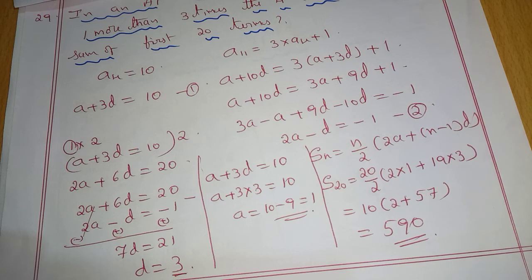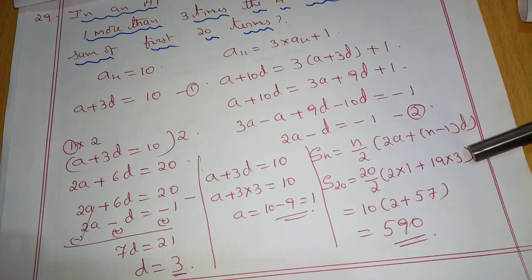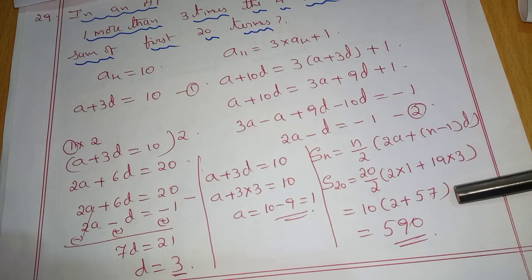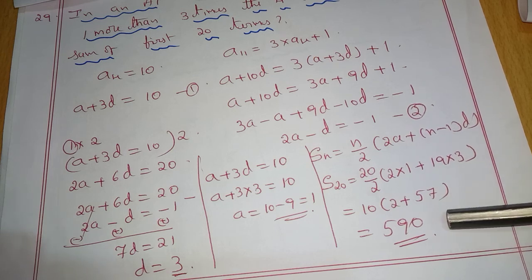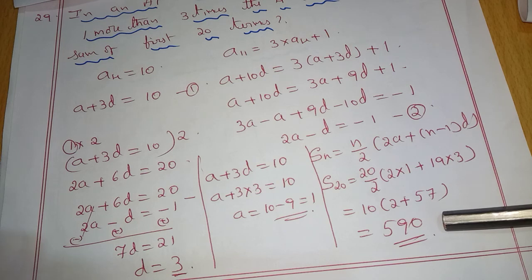Substitute. Twenty by 2 into 2 into 1 plus 19 into 3, 10 into 2 plus 57, that is equal to 590.